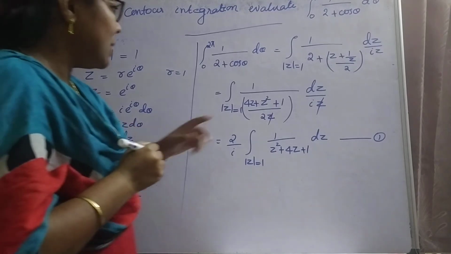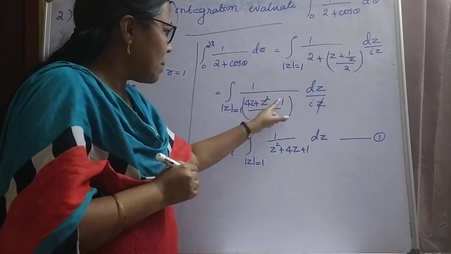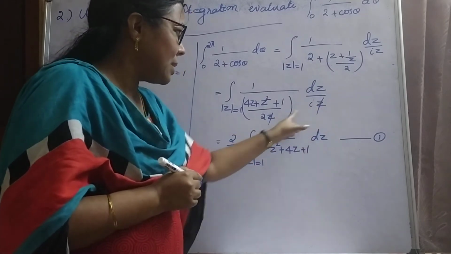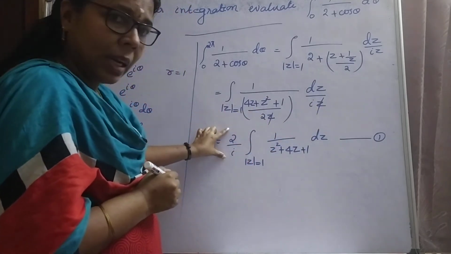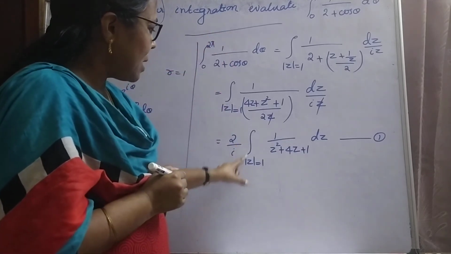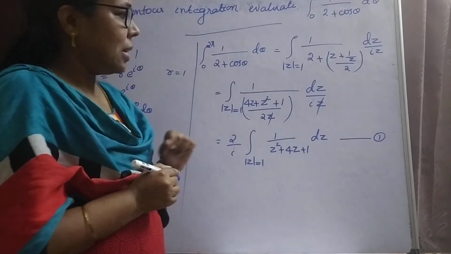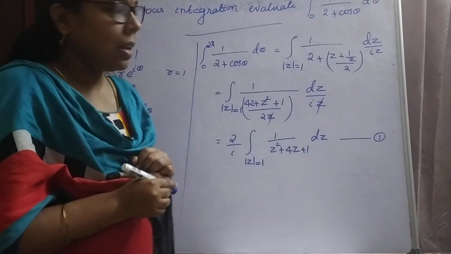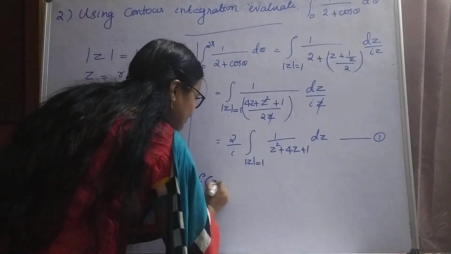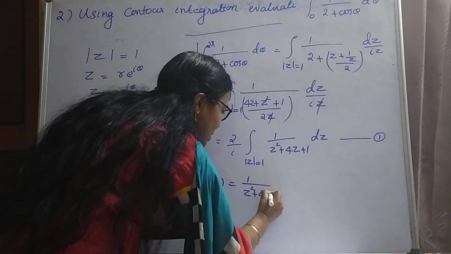By arranging this, we get integral mod z equal to 1 by 4z plus z square plus 1 by 2z into dz by Iz. This z will get cancelled. Then 2 by I can be taken outside. Then we get this equal to 2 by I integral mod z equal to 1 by z square plus 4z plus 1 dz. Put it as equation number 1. What is our function? F of z is 1 by z square plus 4z plus 1.